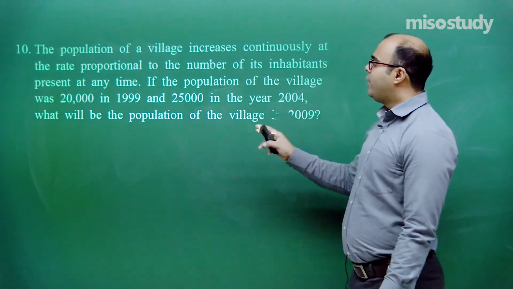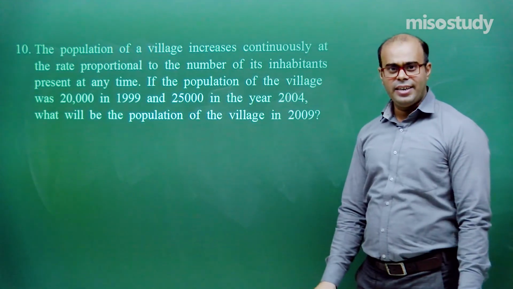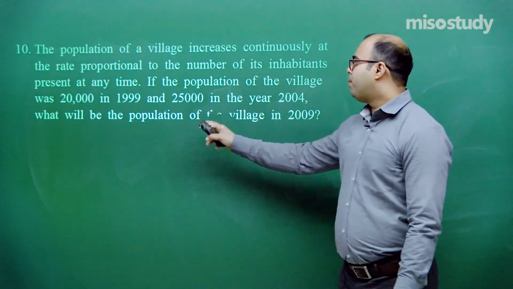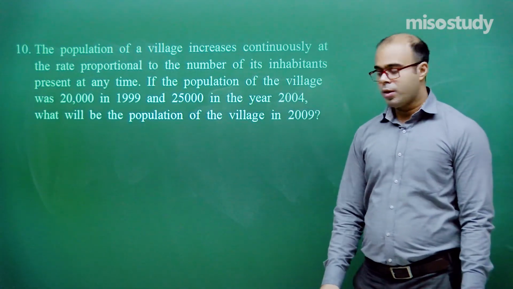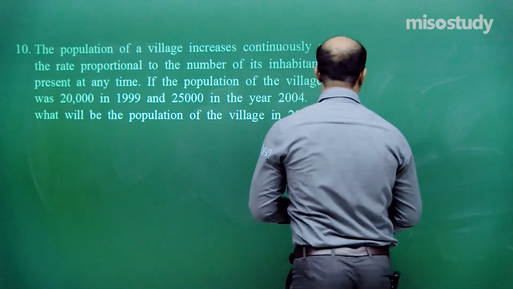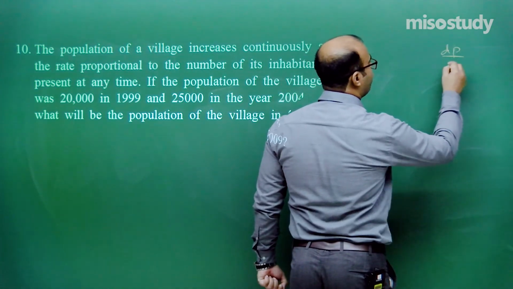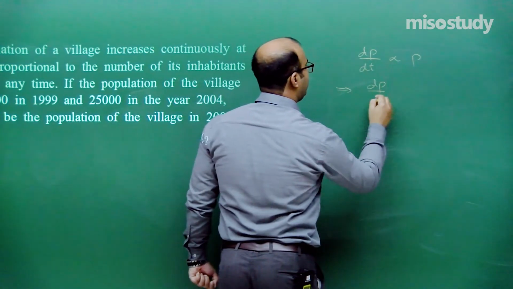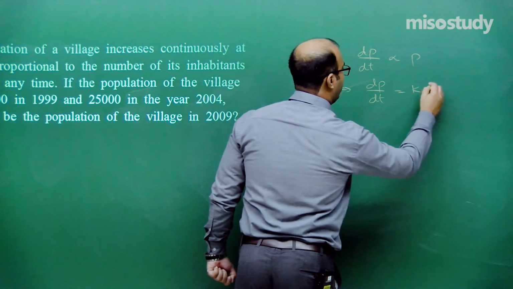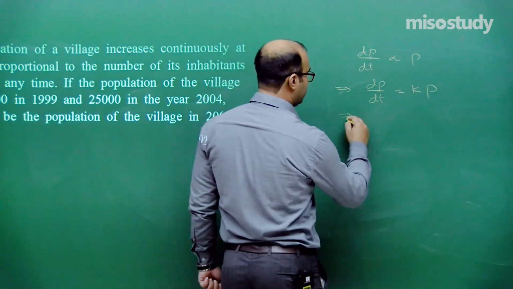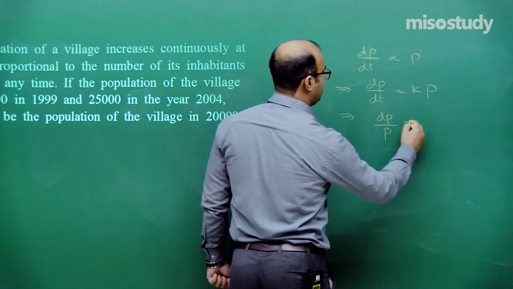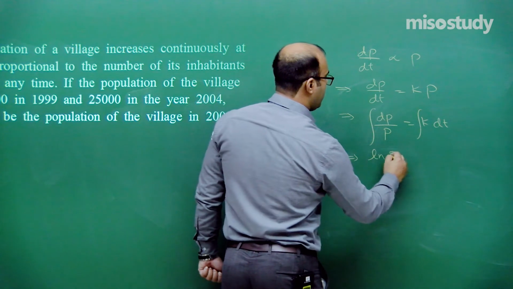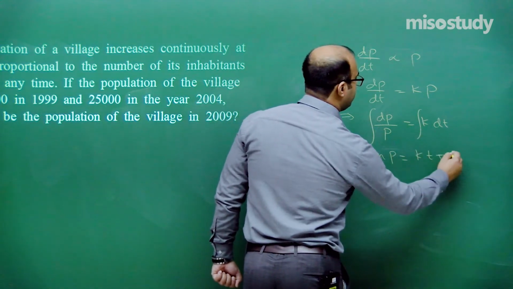If the population of the village was 20,000 in 1999 and 25,000 in the year 2004, what will be the population of the village in 2009? So first write the differential equation. dP/dt, the rate of change of population, is proportional to P, which means dP/dt is equal to the constant of proportionality K into P. Let us do it by variable separable, which is quite easy here. This will become like this, integrate. So this is ln P is equal to Kt plus C.